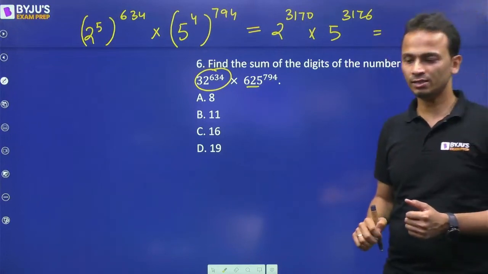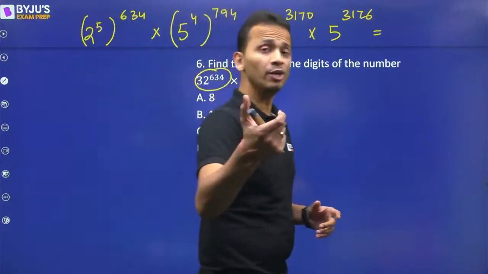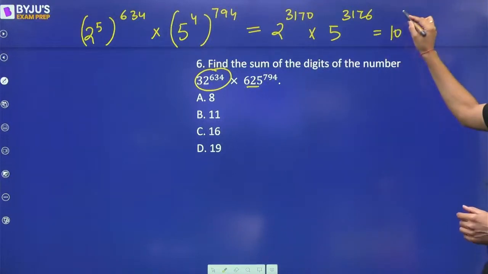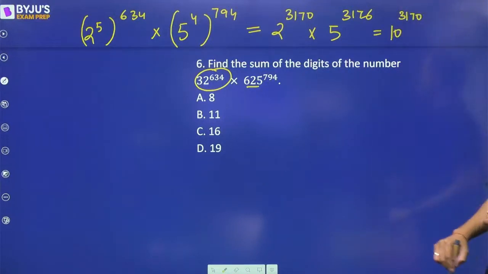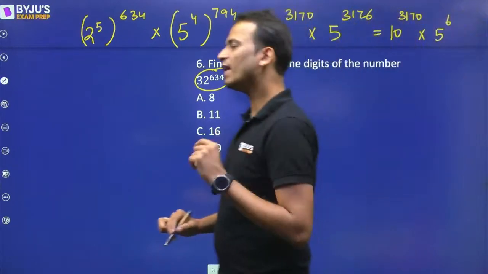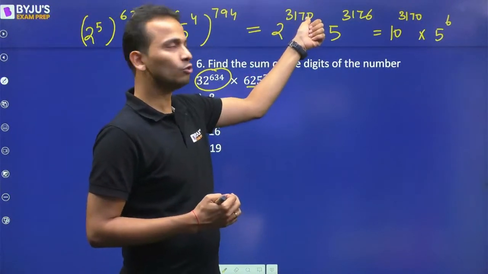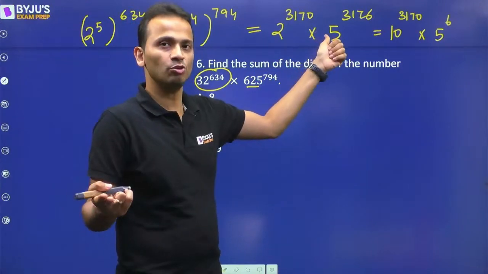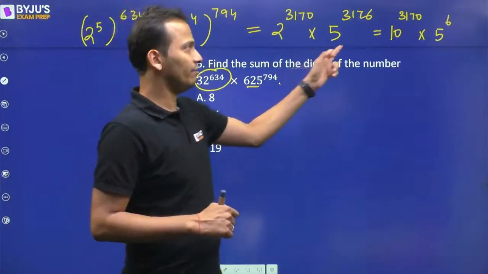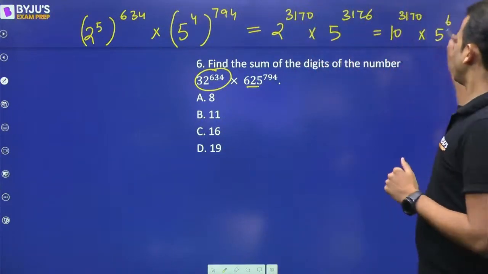Further, I'll write this number as, so I'll take out equal powers of 2 and 5. So 2 into 5 will become a 10. Okay, so it will become 10 raised to the power 3170 multiplied by 5 raised to the power 6. So I have taken out equal powers of 2 and 5. So 2 raised to the power 3170, 5 raised to the power 3170 will become 10 raised to the power 3170, and the remaining extra power of 5 will be left as it is. All right. So now my number will be 5 raised to the power 6.